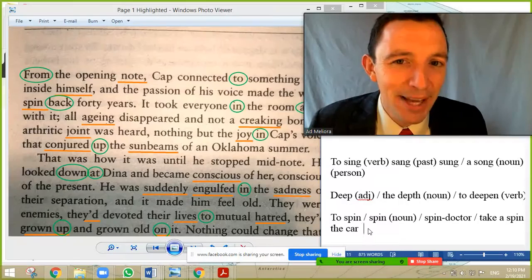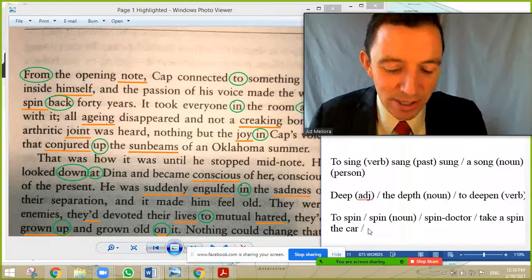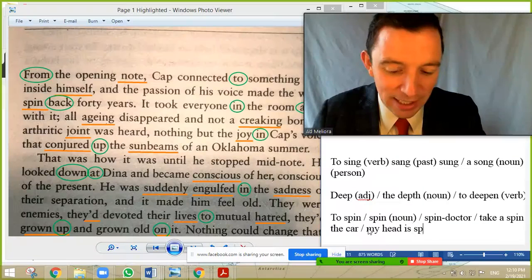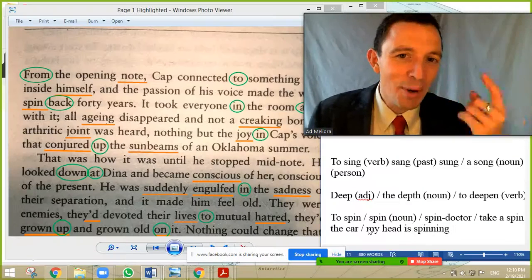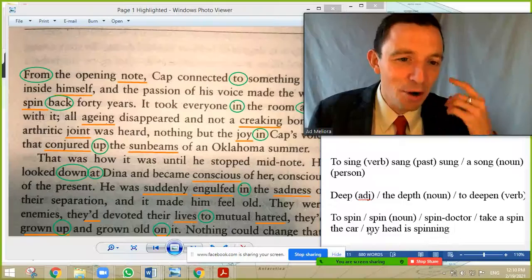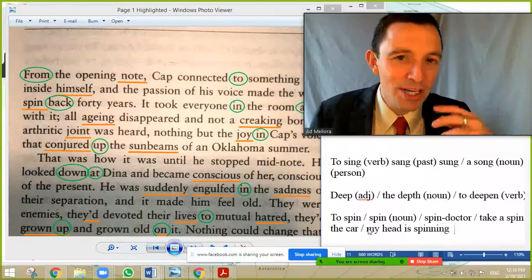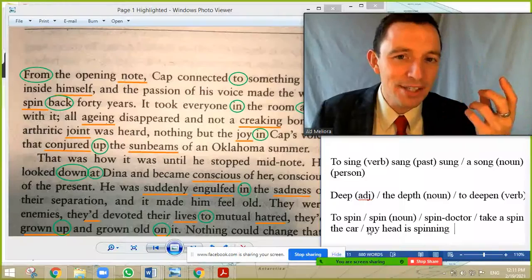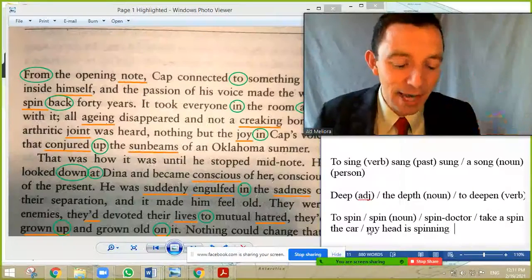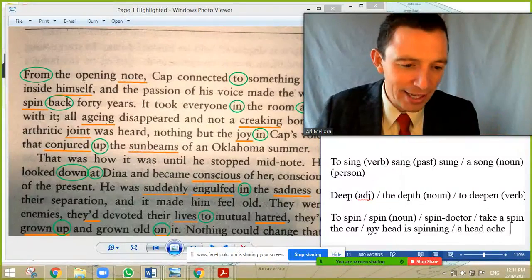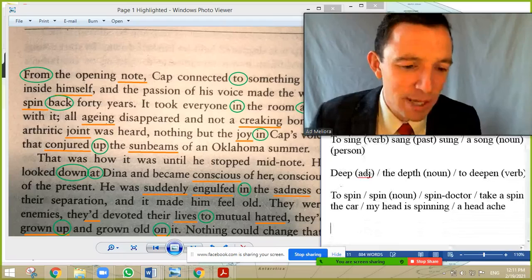My head is spinning. That's very typical as well. My head is spinning. I don't know if you understand the context. My head is spinning. So basically you feel sick, you feel uncomfortable, your head is spinning. Maybe after the party on Sunday morning, your head is spinning because you have a headache. Okay. And I think they're the most typical words with spin.